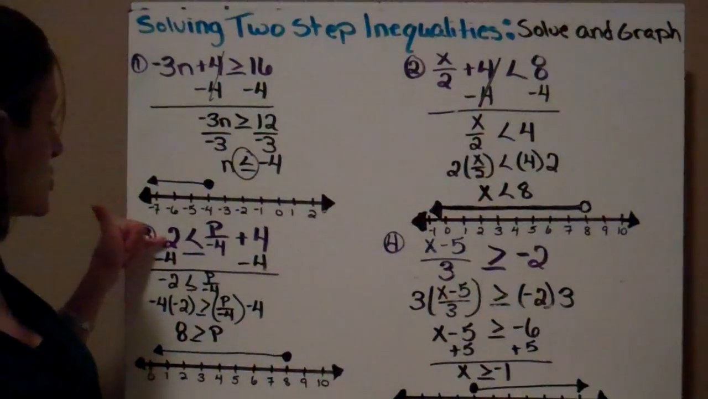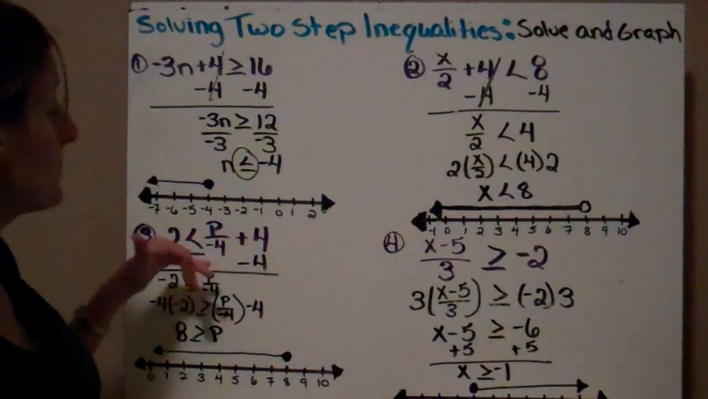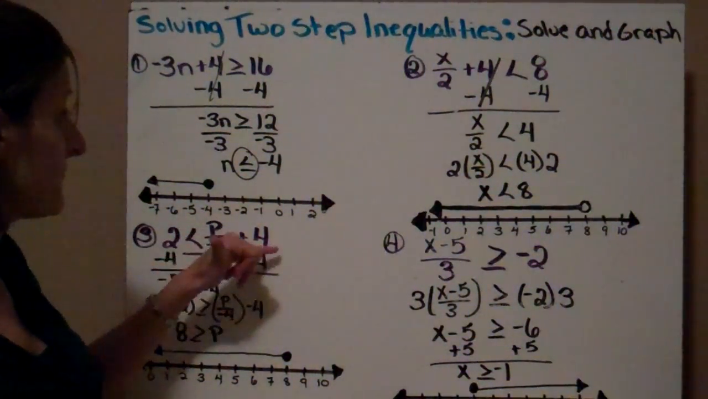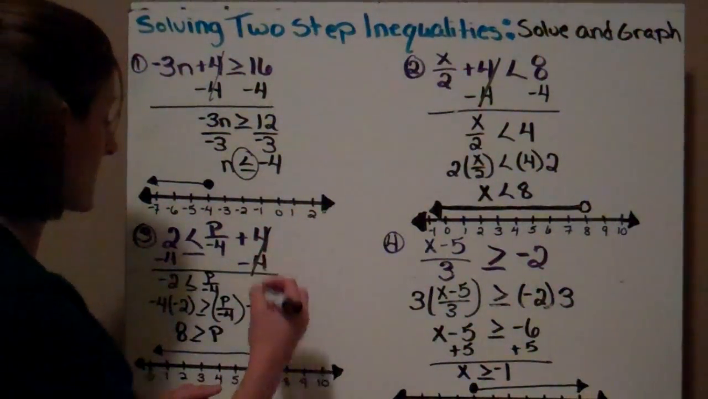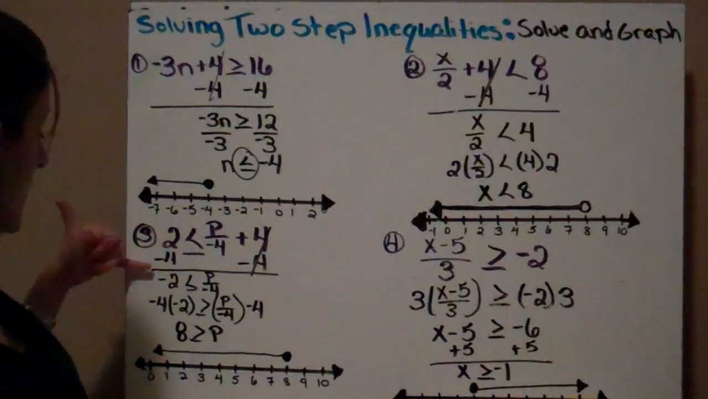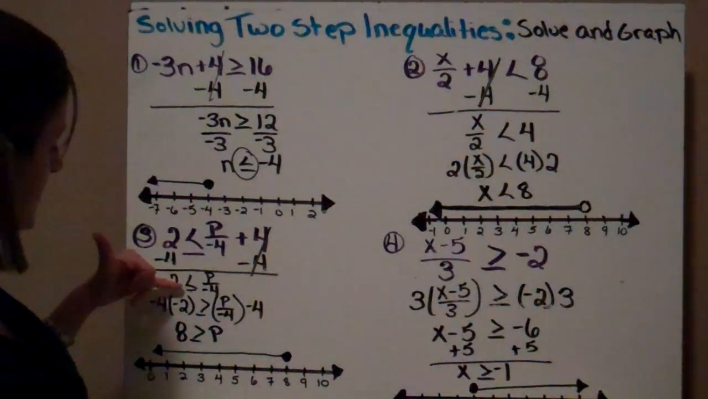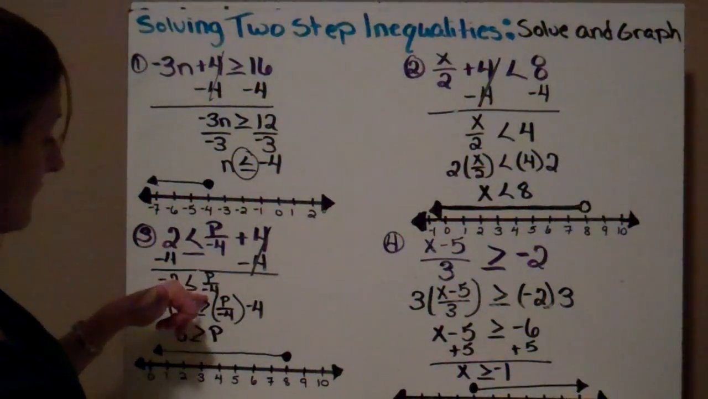Alright, number 3: 2 is less than or equal to p divided by negative 4 plus 4. Alright, subtract 4 from both sides. Remember, when you do that, that becomes 0. And 2 minus 4 is negative 2, is less than or equal to p divided by negative 4.